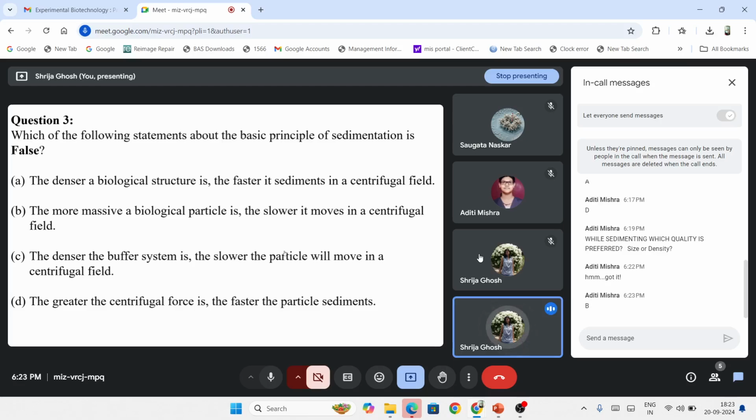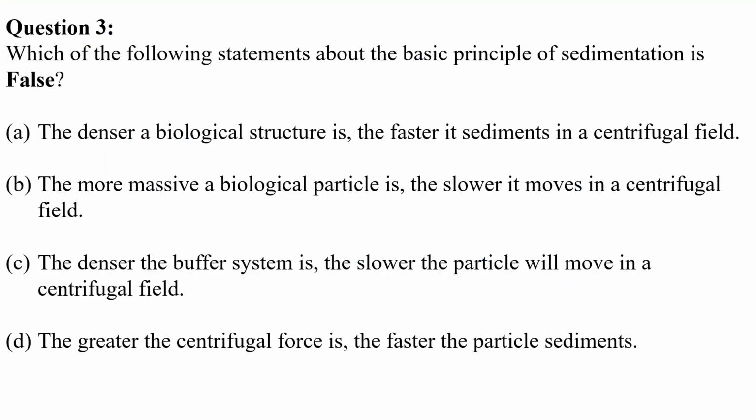Okay, Aditi says option B. The more massive a biological particle is, the slower it moves in a centrifugal field. Anyone else wants to answer? So option B is the correct answer. You are right. It's a false statement, because the more massive the biological particle is, it will actually move faster in the centrifugal field.